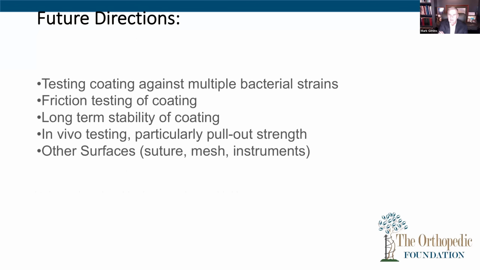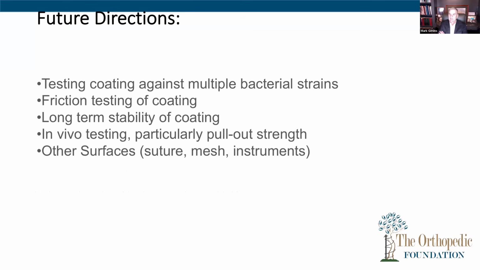We certainly need to do more testing, and that's what we'll do at the Orthopedic Foundation. We're doing testing on the coating against other bacteria. What other bacteria does it work against? What's the frictional testing of the coating? Long-term stability, how long does this coating stay on? When does it become ineffective? And then we'll have to check the in vivo testing of these pins. Does it weaken the pin against the bone as we pull it out? And then how does it work against other materials such as mesh?